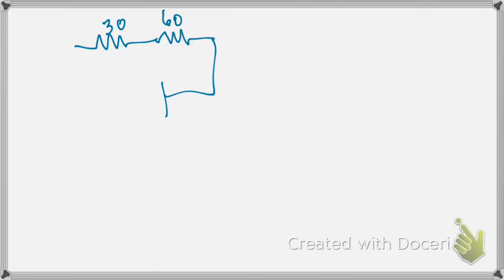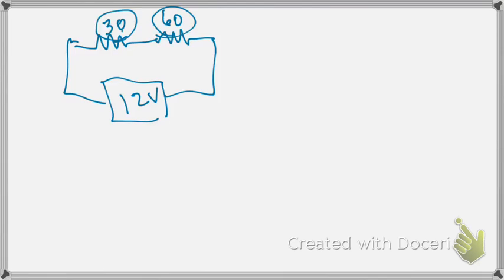A 30 ohm resistor and a 60 ohm resistor are connected as shown below. It's a series connection, so you have 30 and 60, and they're connected to a 12 volt source. Compared to the electric current through the 30 ohm resistor to the 60 ohm resistor, this is a softball question, no offense to softball players, I is constant in a series circuit, so it's going to be the same.